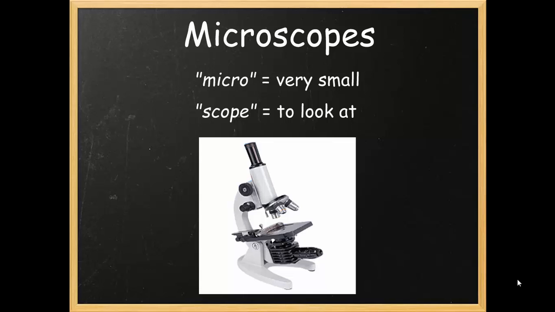So the word microscope, we can break it down into two parts. The first part, micro, means very small, and scope means to look at. So we're looking at things that are very small.